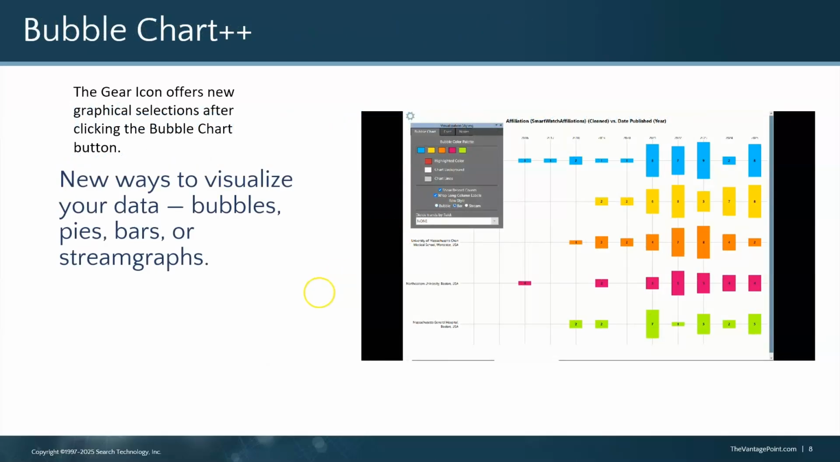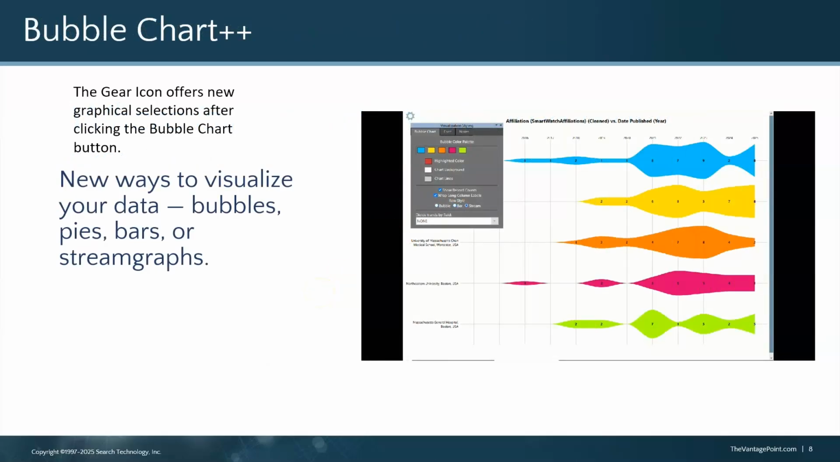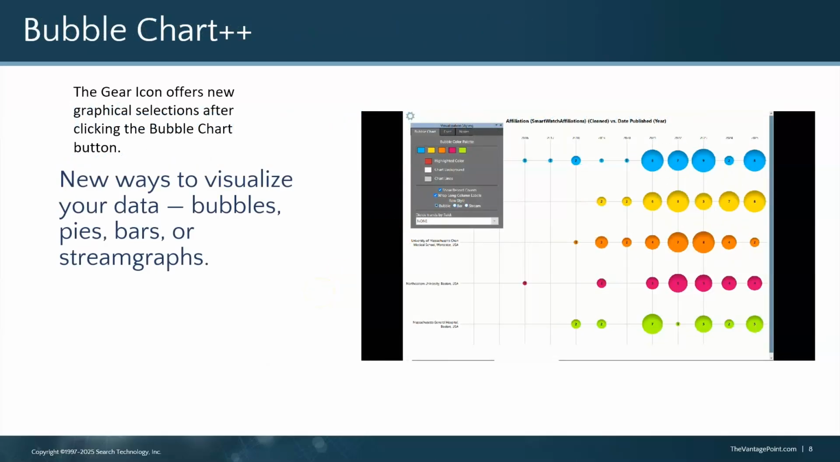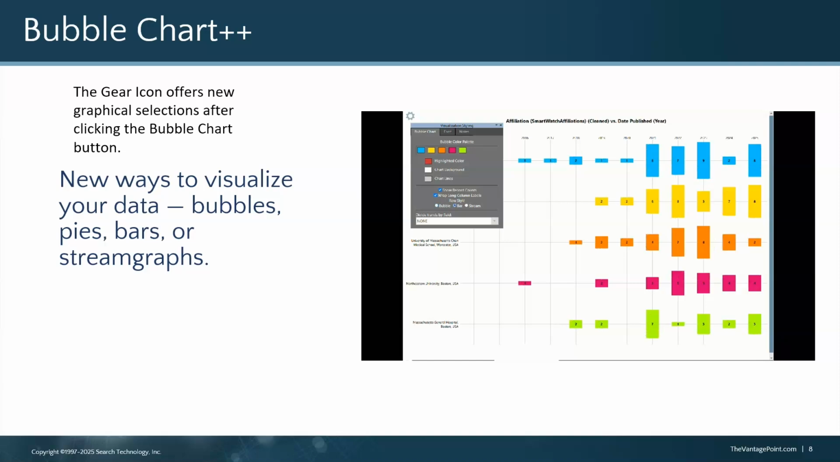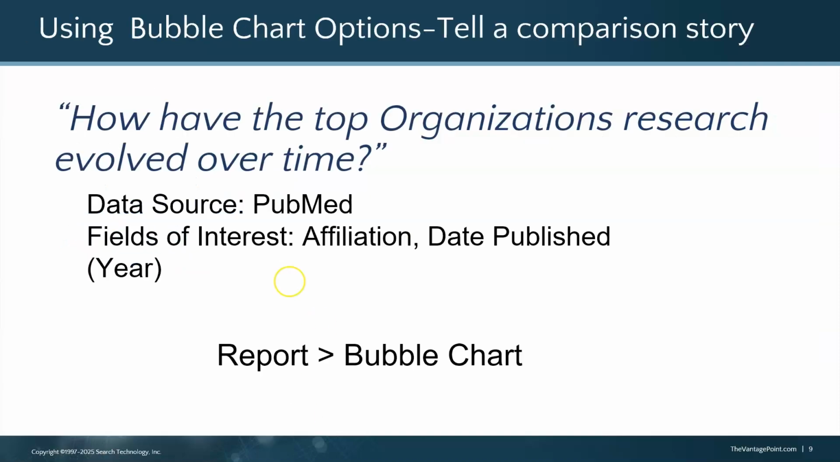And then there's Bubble Chart. It's more than bubbles. Now you can switch to pies, bars, or stream graphs for richer visual storytelling to accentuate the data. Bubble Chart can help us answer a question such as, how have the top organizations' research evolved over time? And again, here I'm using PubMed.